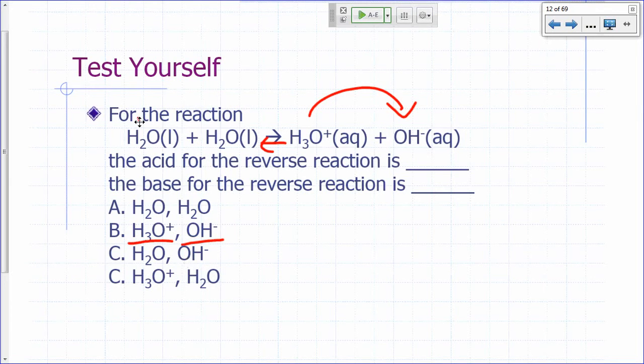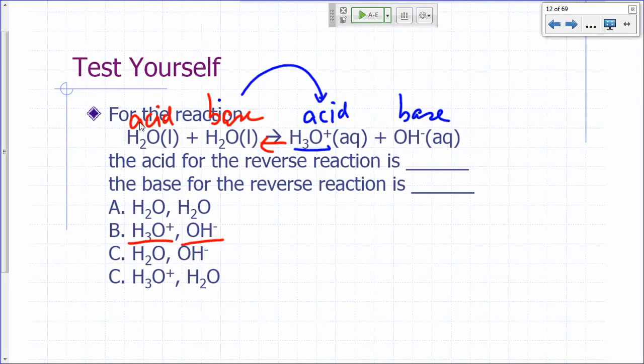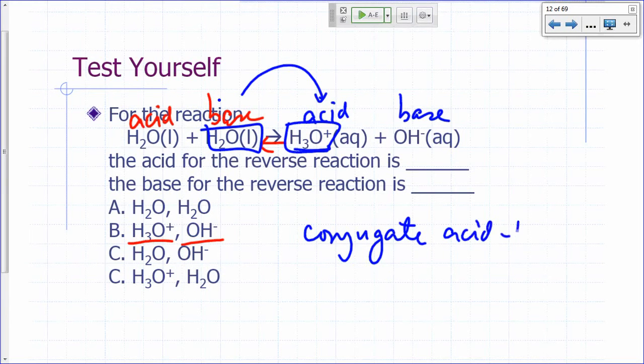So what did we notice? This was an acid, this was the base, right? And then this is the acid, and that's the base, right? For the reverse reaction, let me color code it. So for the reverse reaction, this is the acid, and that's the base. So where did this H3O plus come from? From a water that gained a proton, right? It came from this. So this H2O and H3O plus, we say, is a conjugate acid-base pair. Water is the base, its conjugate acid is H3O plus.